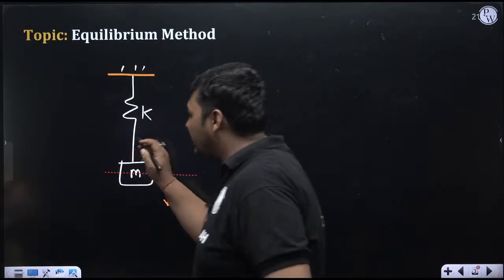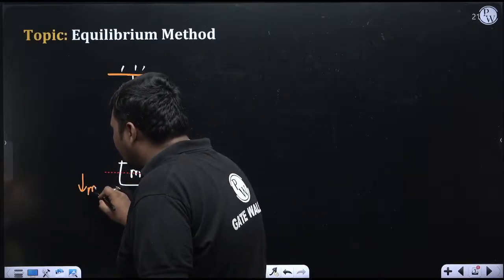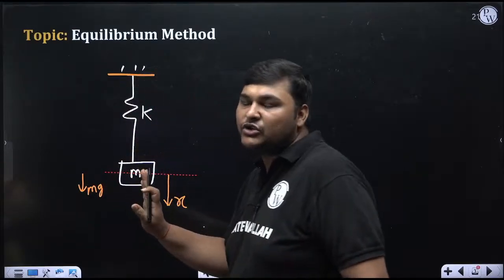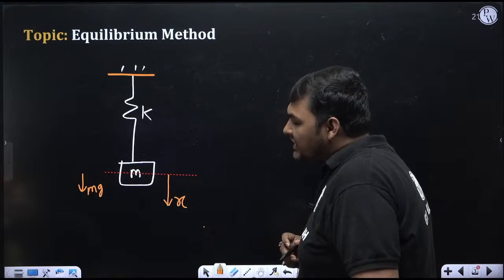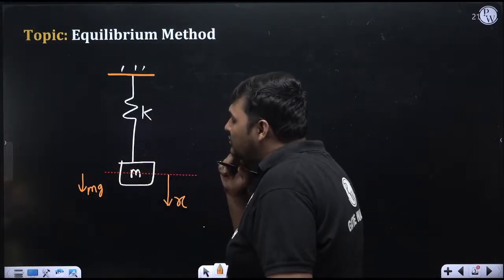Just try to understand. I am talking about this mean position. At this mean position, weight is acting like this. Don't write this, try to understand only. So weight is acting like this. Now due to weight, suppose the static deflection of the spring is delta.